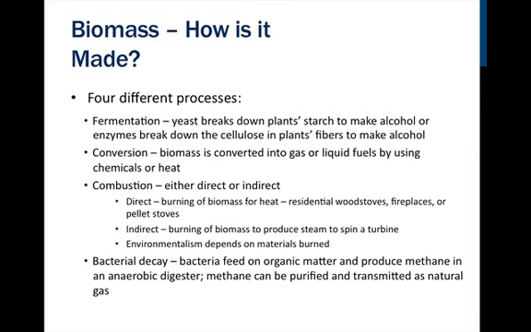Combustion can be one of 2 types, either direct or indirect. The burning of biomass to provide heat would be an example of direct combustion. Conventional combustion could be the use of residential wood stoves, fireplaces, masonry heaters, or pellet stoves. Indirect combustion would be the burning of biomass to produce steam to spin a turbine and make electricity.